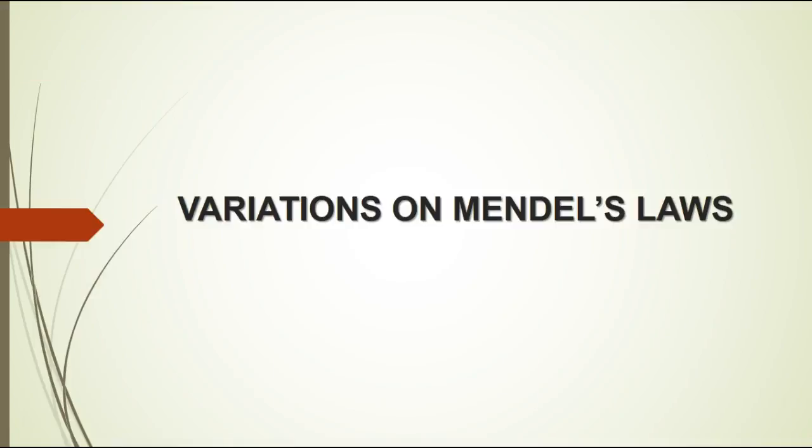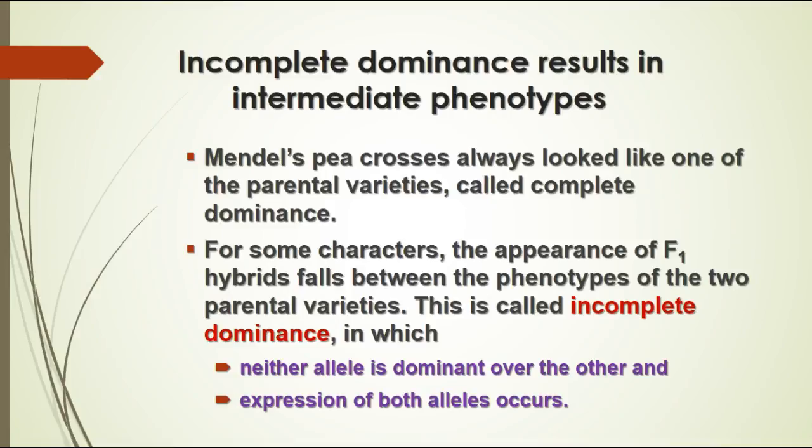All right, let's go on and talk about how there are sometimes that Mendel's laws don't actually seem to apply. There are variations or differences in the type of inheritance, and so we're going to look at some of those variations of Mendel's laws. So sometimes we have something called incomplete dominance that occurs.